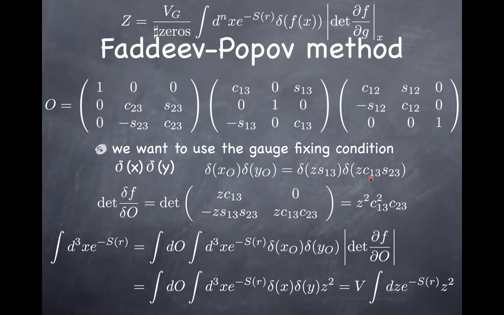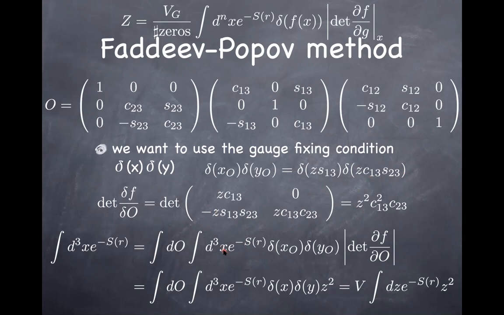So the theta 13 derivative gives me this. The theta 23 derivative gives me this. So this is the matrix of the Jacobian. And I take the determinant, so that ends up being this factor here. So what I can do then is to stick in an integration volume over all possible rotations times this determinant. And the determinant we just worked out.